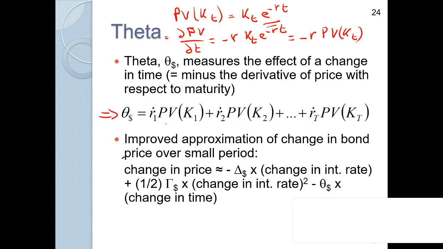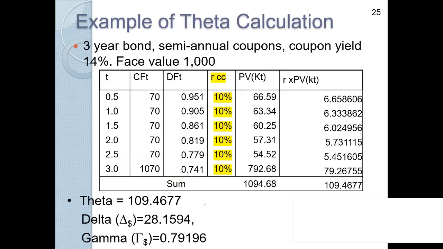And if you have several cash flows, it's going to be R1 times the PV of K1 to get your first theta, and so on for all the maturities that you have. Now, this is going to give us an improved approximation of the price change in the bond when you have a small change in time. So the change in price now adds this extra term, minus theta times the change in time. Let's look at an example of how you compute your theta.